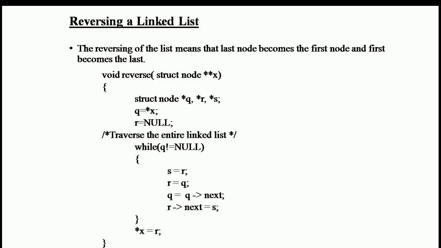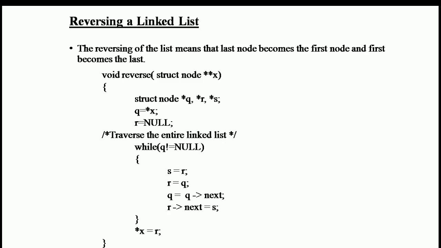The elements are traversed up to the end of the linked list, while q not equal to null. q always should not equal null. Curly braces started, s is equal to r; r is equal to q; q is equal to q points to next; r points to next equal to s. Curly braces closed. Star x is equal to r.